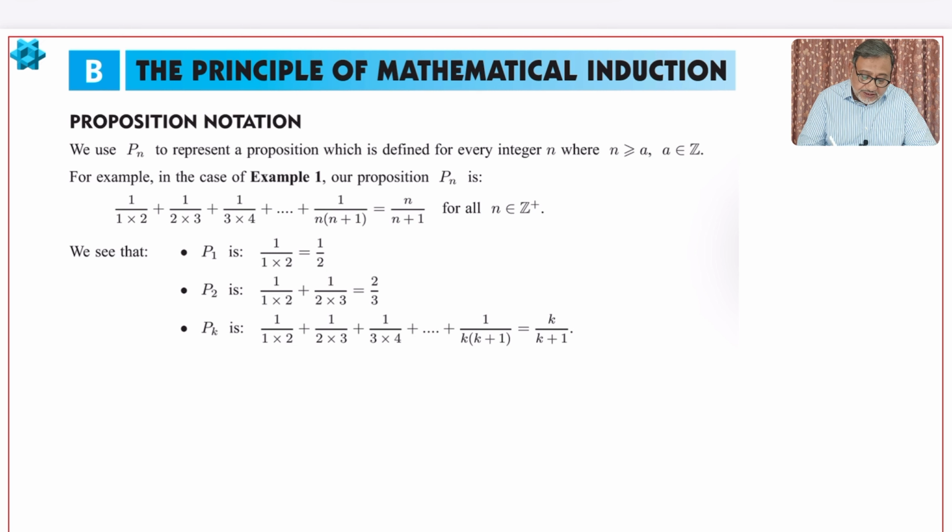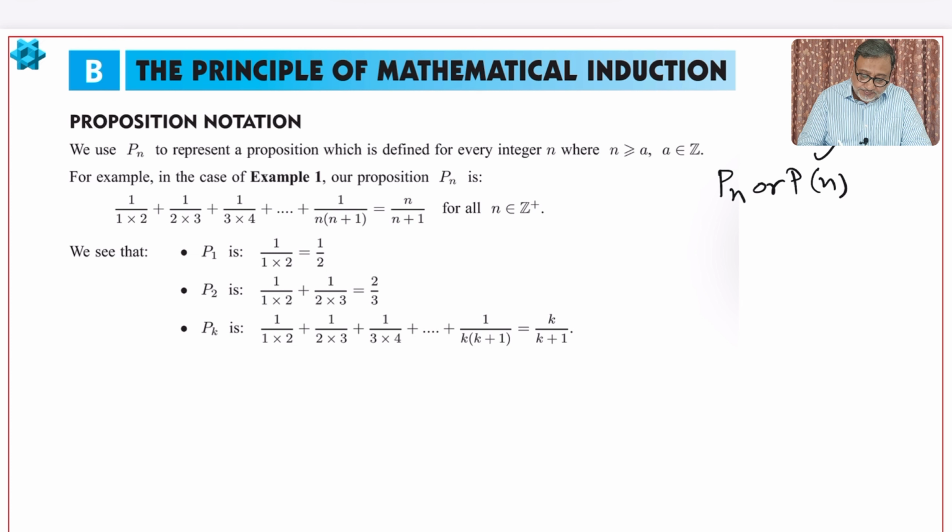The principle of mathematical induction, proposition notation: we use p of n. Some books write pn, some books write p of n. I prefer this p of n to represent a proposition which is defined for every integer n, where n is greater than or equal to a. A may be 1, a may be 0, and so on.